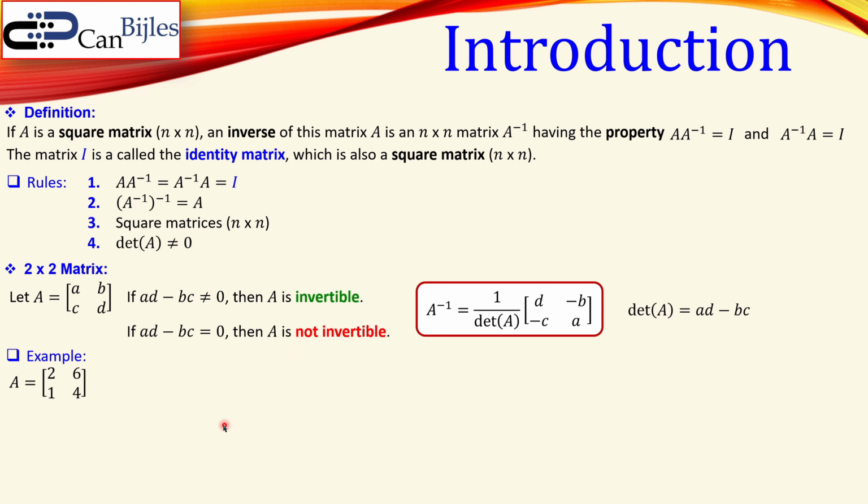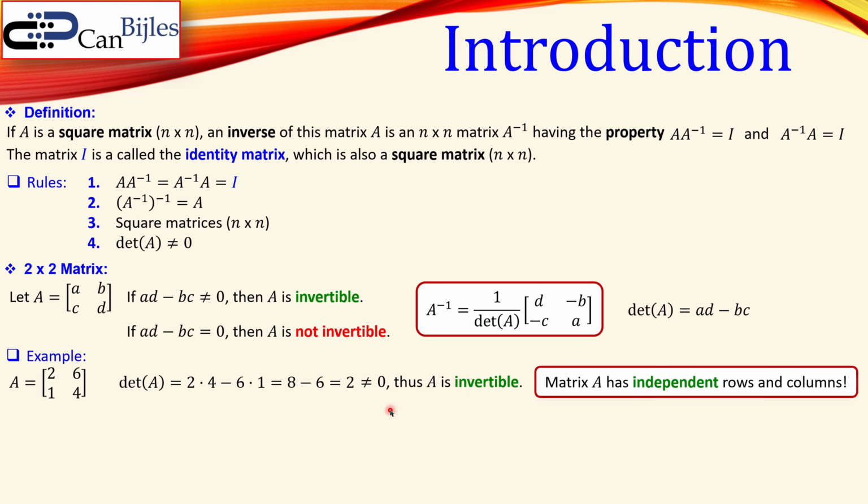Let's give an example. Let's use numbers. Let's say that A is equal to 2, 6, 1, 4, so that means the small letters a, b, c, and d are given now here. Let's see if this is invertible. First we calculate the determinant, otherwise there is no point using this formula. So the determinant of A is 2 times 4, this is here, minus 6 times 1, that's shown here, so we get 8 minus 6, which is 2. So this is not 0, so this is invertible.